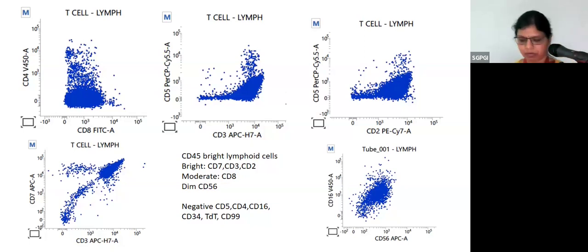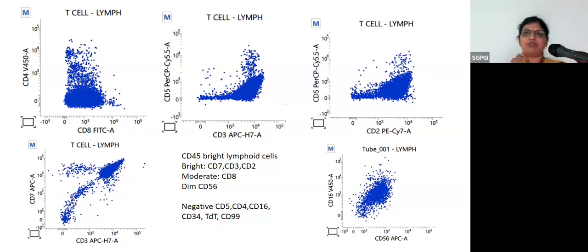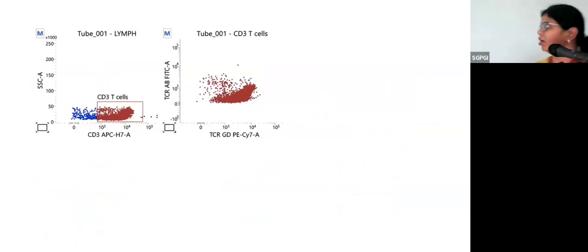So the immunophenotype given was CD45 bright lymphoid cells with bright 7, 3, 2, moderate 8, dim 56, and it was negative for 5, 4, 16, 34, TDT, 19, 9. So what category does this patient fit into with the immunophenotype? T cell lymphoma. And we are now doing the T cell receptor gamma delta and alpha beta in our lab. So we could see that the major population had TCR gamma delta expression.